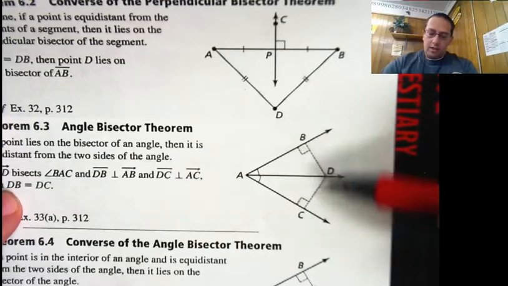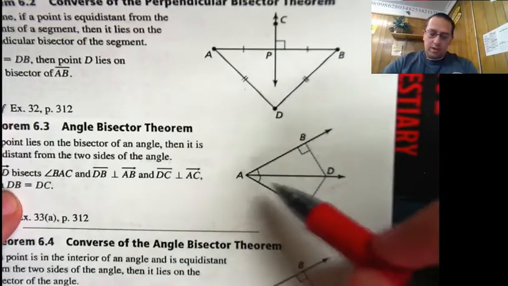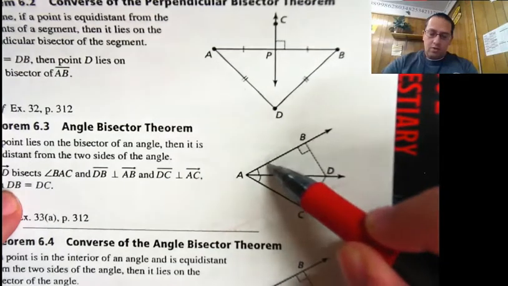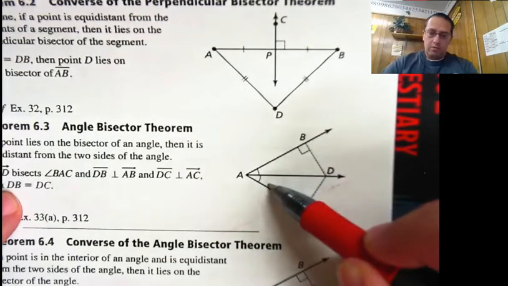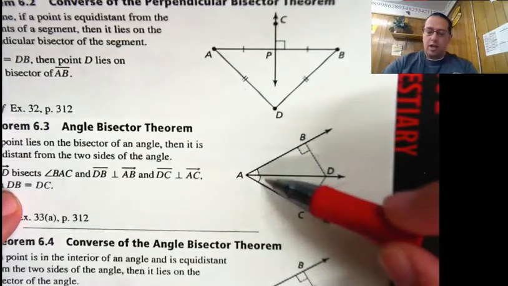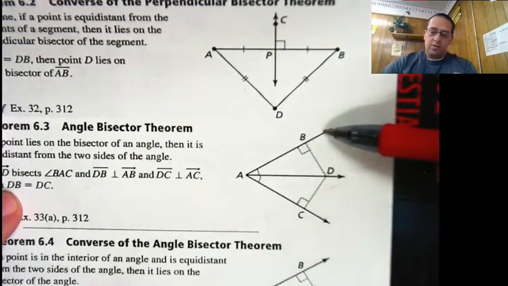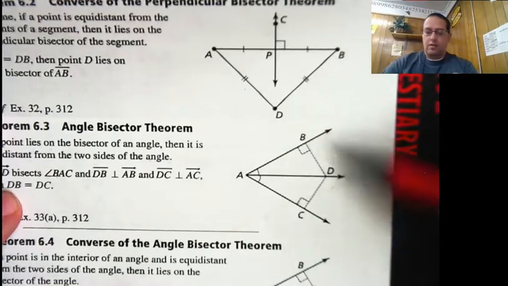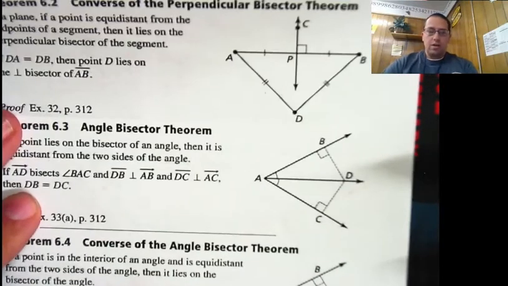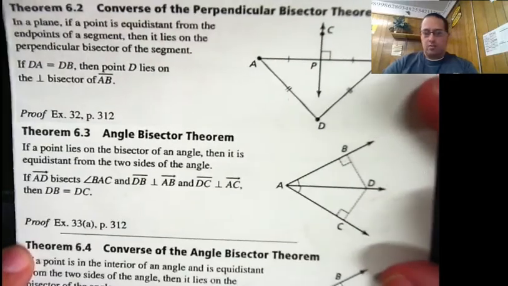What that means is that these two segments are congruent. It means if I had a point down here, these two segments would be congruent. The distance everywhere on this line is the same distance from this side of the angle as it is from this side of the angle. That's what the angle bisector theorem says.